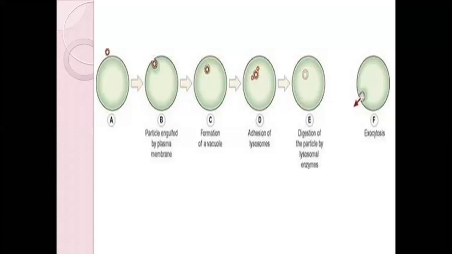How is it expelled? By the process of exocytosis. So this is the bulk transport. It is usually for foreign materials that need to be destroyed, or cell fragments that need to be destroyed out. So this is how bulk transport happens. Okay, are you clear with this?